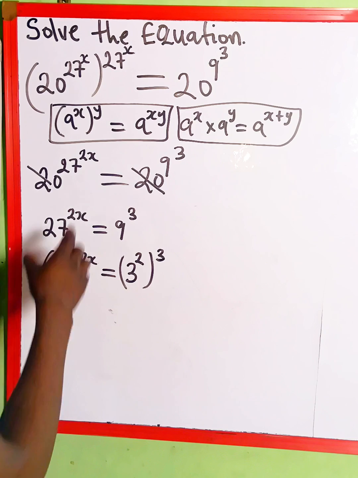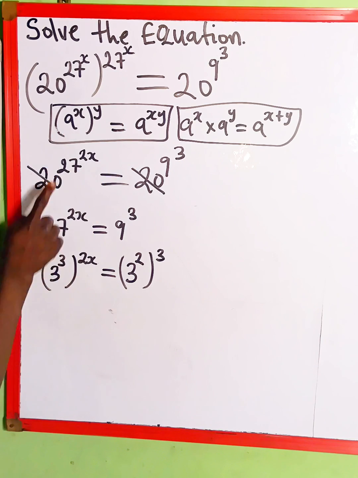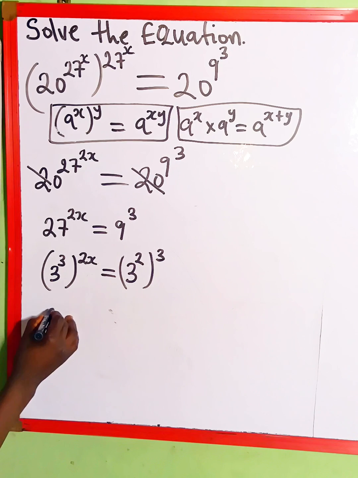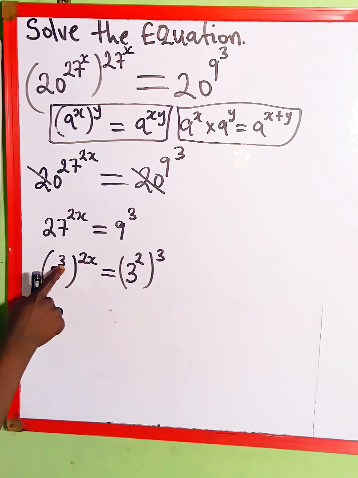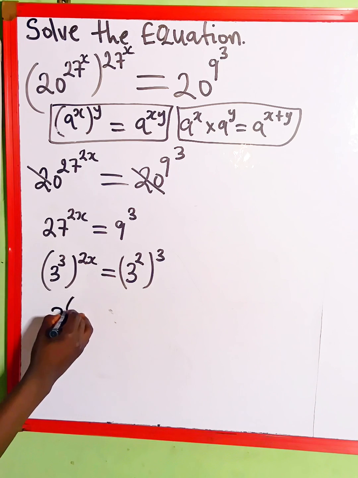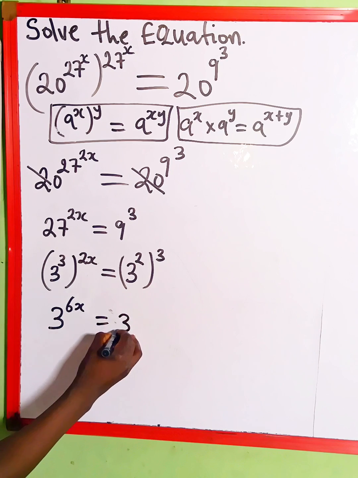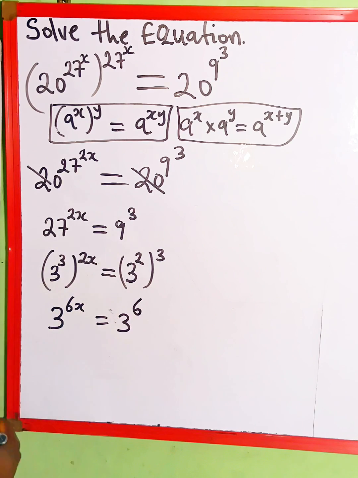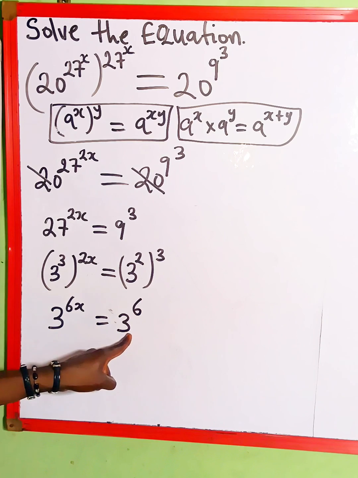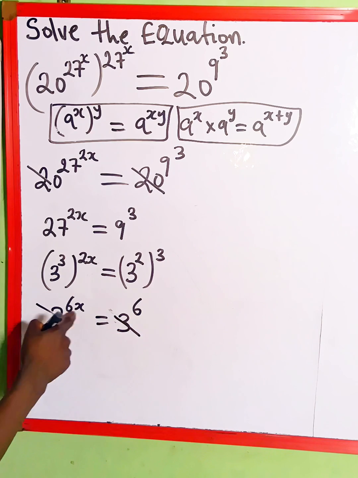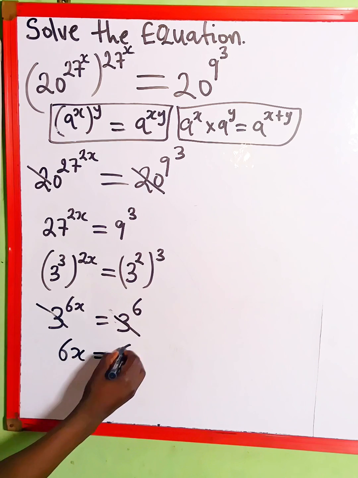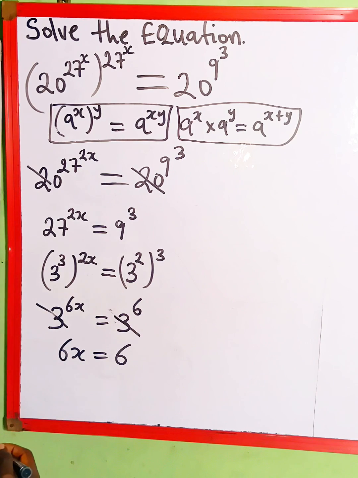Now the next thing is to apply this property again. This property will make us multiply the two powers together. So this is going to be what? 3 raised to the power of 3 multiplied by 2x, which is going to give us 6x, which is equal to 3 to the power of 2 multiplied by 3, which gives us 6. What do you notice again? We have the same bases. So we can cancel out the base, then we equate the exponents. So the first exponent is 6x, which is equal to the second exponent, which is 6.